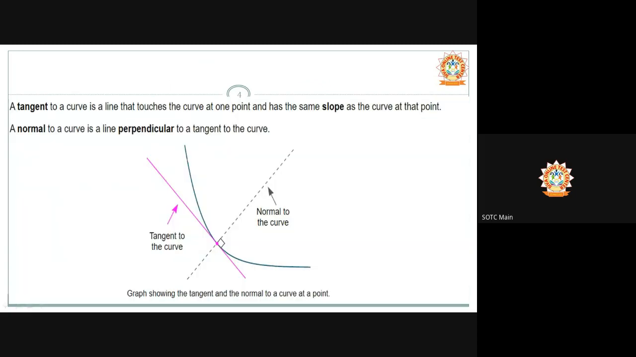Now try to see. We know a tangent is a line that touches the curve at one point. This is the point. The other thing is your normal. A normal is a line that passes through the point where the tangent touches the curve, and it is perpendicular to this tangent, that is 90 degrees, right? You can see a tangent to the curve is a line that touches the curve at one point and has the same slope as the curve at that point.